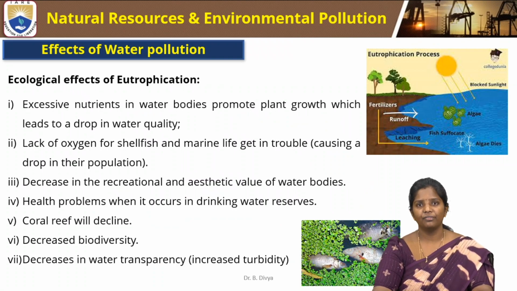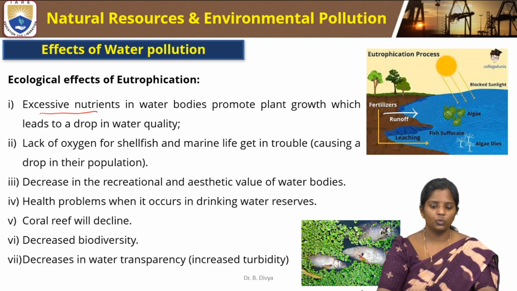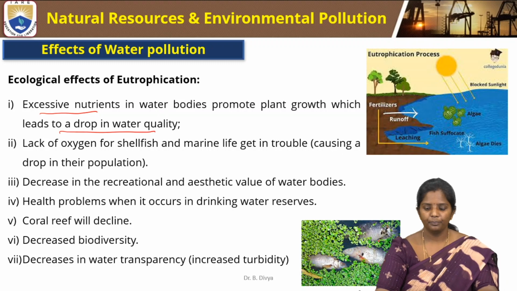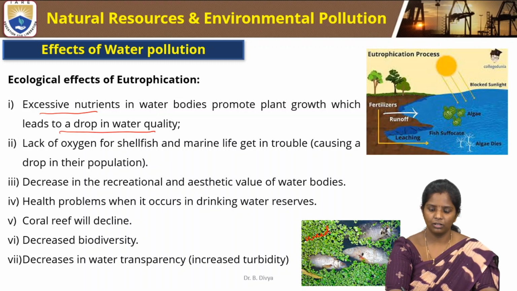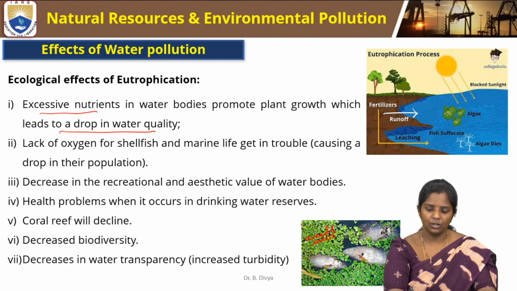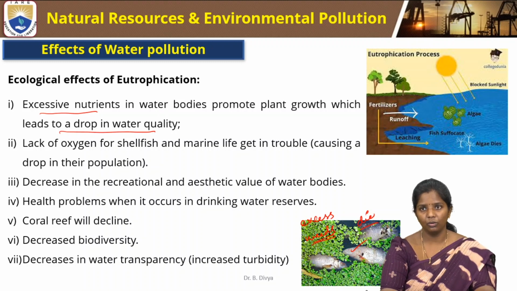So what are the effects of this pollution? Ecological effects: excessive nutrients in water bodies promote plant growth, which leads to a drop in water quality. Whenever there are excessive nutrients, for example from fertilizers, there is weed formation of plankton. All the plankton are not useful to mankind or any other living organisms. Whenever there is excess growth of weeds, that depletes the oxygen and the fishes die. So that is how the quality of water lowers.